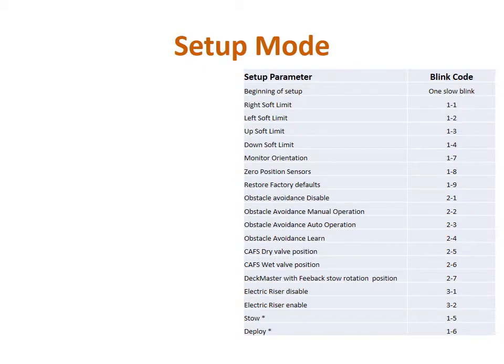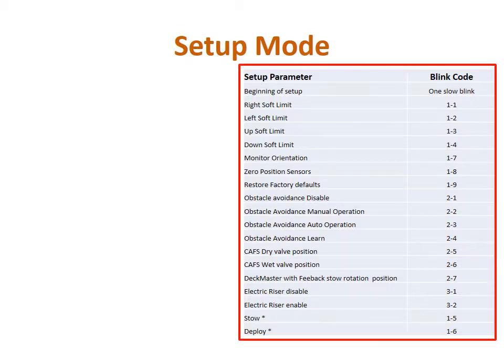Setup parameters consist of a two-part blink code consisting of 1, 2, or 3 short blinks, followed by a pause, then another series of short blinks, ending with a pause, then repeating. The available blink codes are shown here. Only the parameters applicable to the particular monitor being programmed will appear. When setup mode is entered, you are at the top of the parameter list, and the LED is blinking one slow blink approximately every 3 seconds.